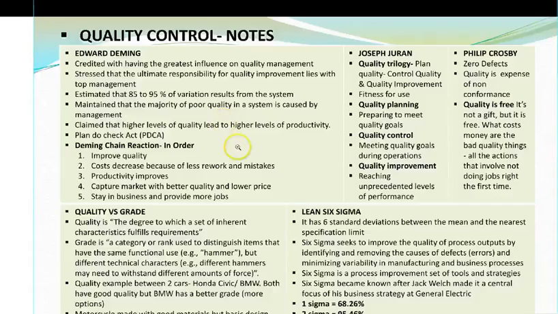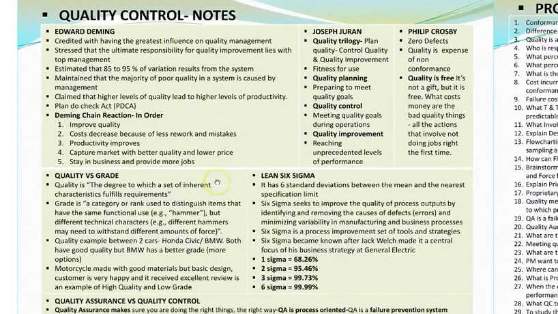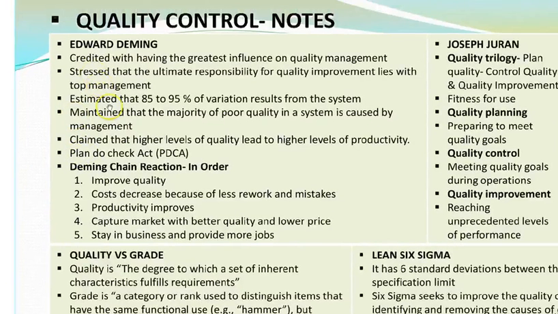We have a few more things over here, which is notes. Again, I covered this in detail in my chapter. You have to know who Edward Deming is, and he's basically credited with having the greatest influence on quality management. He claimed that higher levels of quality lead to higher levels of productivity, and he was the one who came up with the idea of plan, do, check, act. So first you plan, then you do, then you check, and then you act on what you checked.